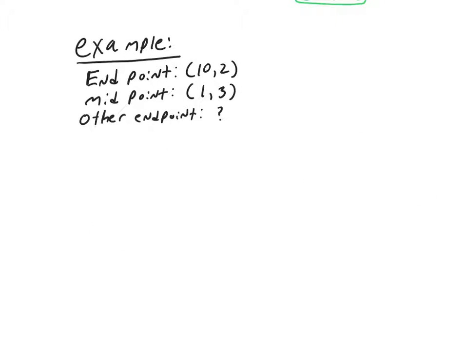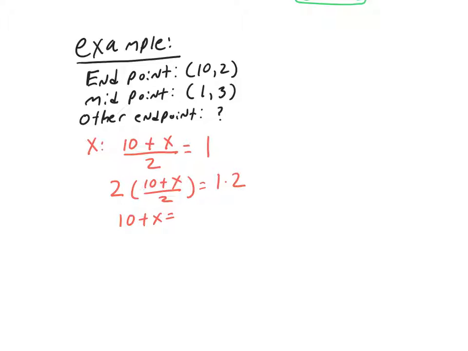Alright, let's try another example. So this time I have an endpoint at 10 and 2. Midpoint is 1 and 3. I want to figure out what is the other endpoint. So let's start with the x. We're going from 10. We're adding it to something we don't know what it is. We're dividing it by 2, and we're getting 1. So we multiply both sides by 2, and we'll get 10 plus x equals 2. Subtract 10, and we'll get x is negative 8. Okay, so the x value is negative 8.